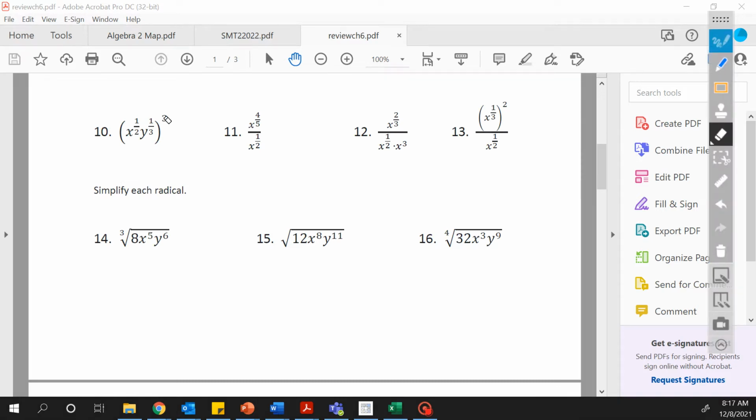Number 10 is the product property. You just multiply each of the exponents by 3, so x to the 3 halves, and y to the 1, because 3 over 3 is 1. This is the quotient property. You subtract the exponents, 4 over 5 minus 1 half.